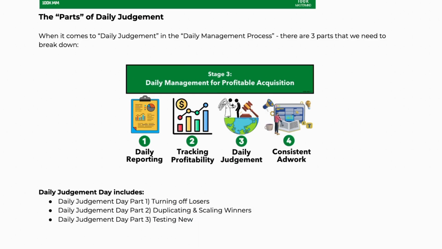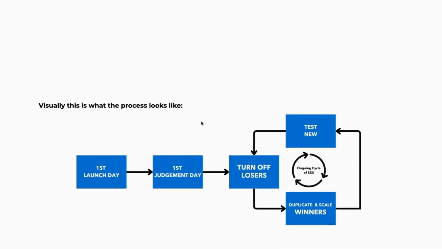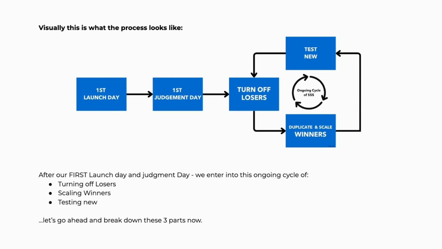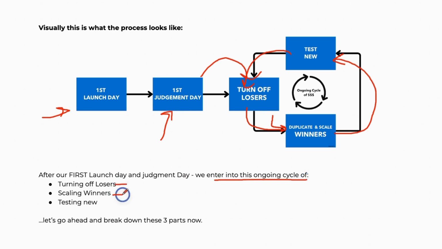Okay, so visually, this is what the entire process looks like. We did have our first judgment day, and it's going to be very similar to the first judgment day that we did previously when we launched, right? So we had our first launch day, and then we had our first judgment day. Then we said, cool, we're going to wait 24, 36, 48 hours, whatever we said in that training. Then we're going to turn off the losers, and we're going to duplicate and scale the winners. And then we're going to test some new things. And then we're going to repeat the same process, right? So it's this ongoing process that we are doing with daily judgment as we go along here. After our first launch day and judgment day, we enter this ongoing cycle of turning off losers, scaling winners, and testing new.